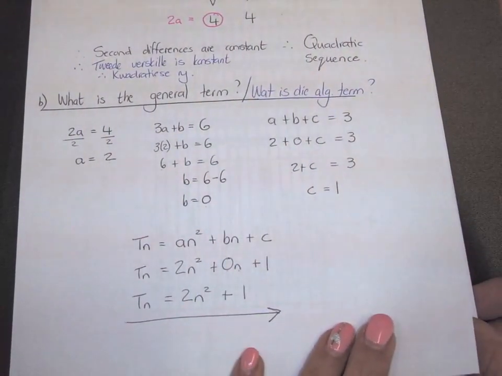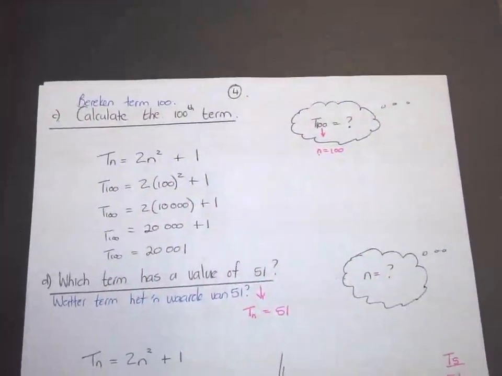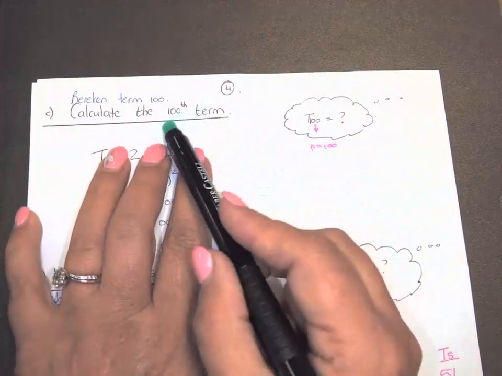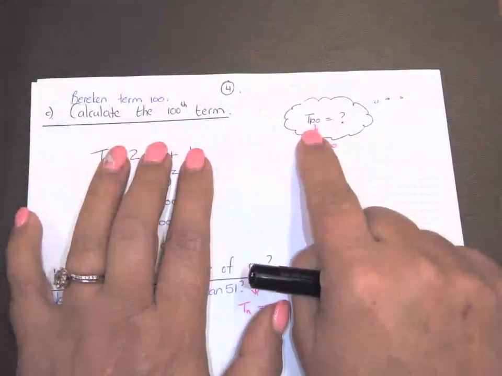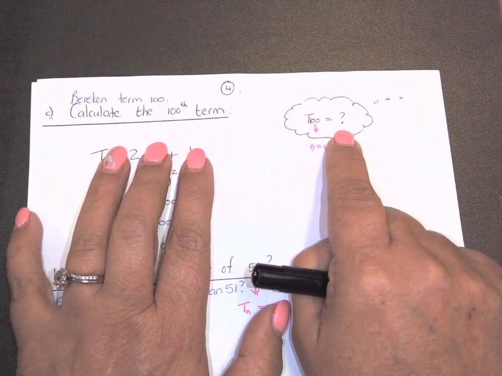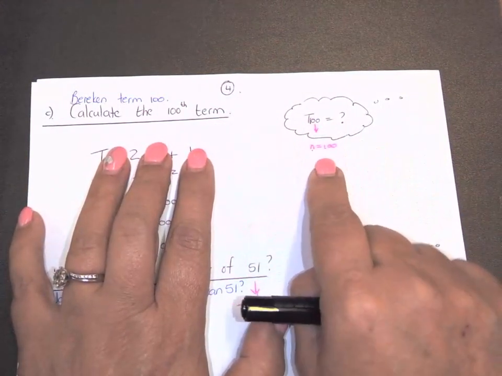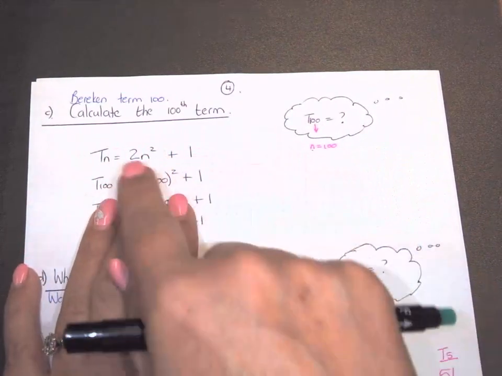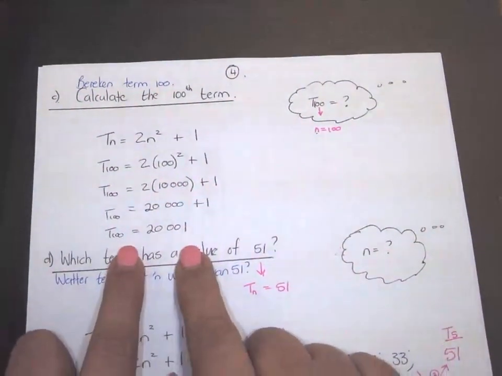Okay, another question I can ask about quadratic sequences is calculate term 100, the 100th term. Now first think about the question. What do they actually ask? They're actually asking term 100, what is its value? So they actually give you n as 100. Then you substitute n as 100 into your general term and you get the value of term 100.